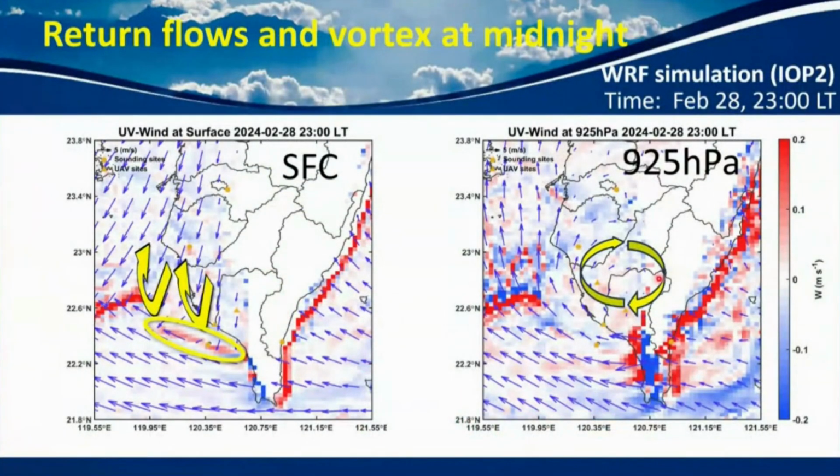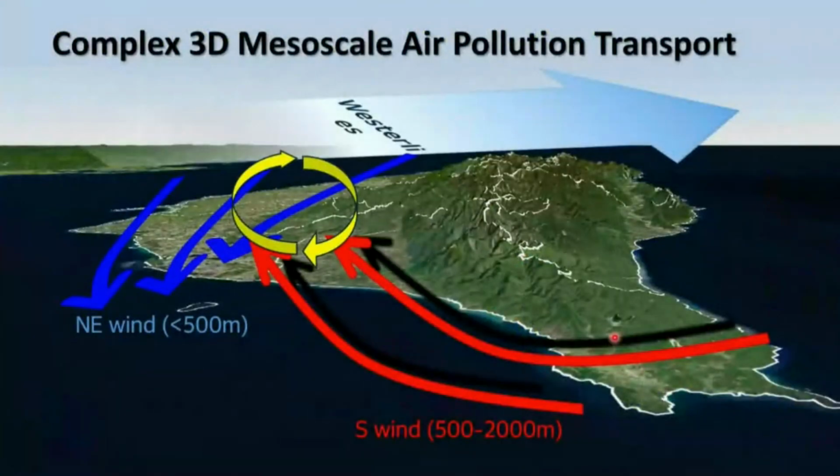There is also a vortex, which complicates the pollution event. That is all I want to mention. This is a very complicated area, and we see the circulation and the air pollution events. Okay, thank you so much. I'm sorry to take more time than I expected. Thank you.